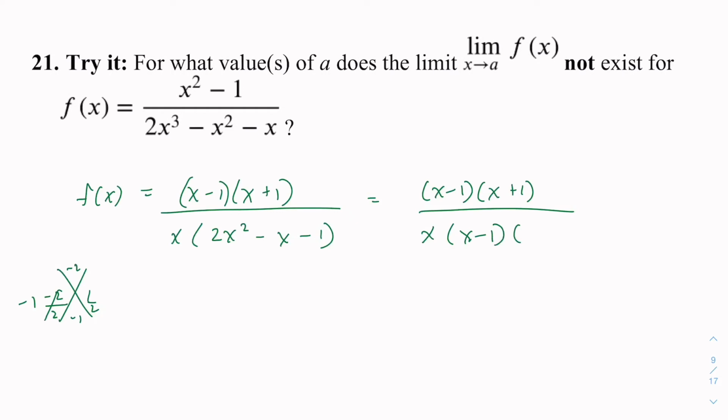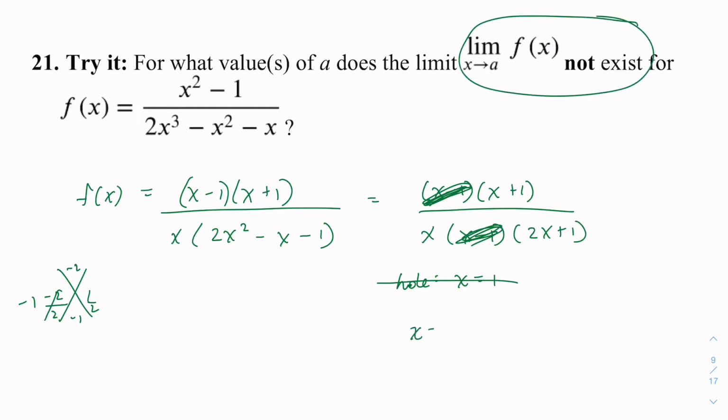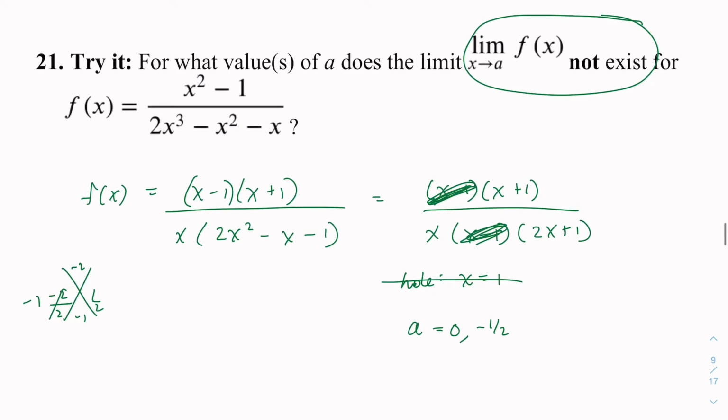X minus 1 and 2x plus 1. So we have a hole at x equals 1, but no matter, we know the limit exists at holes. So that's not part of our answer. We want to know where the limit does not exist. So we're looking at our asymptotes, which are at 0 and negative 1/2. And let's use the variable they asked for, which was a. So the limit as x approaches a for our function does not exist for a equaling 0 and negative 1/2.